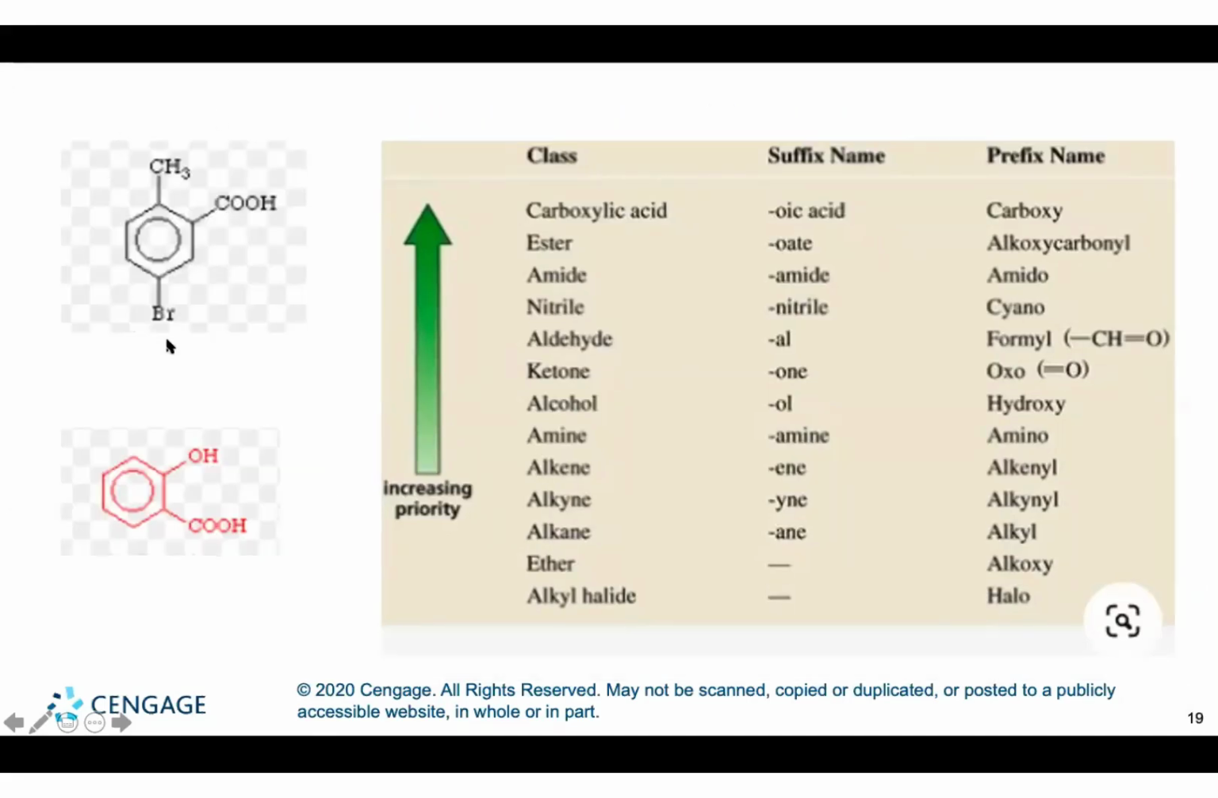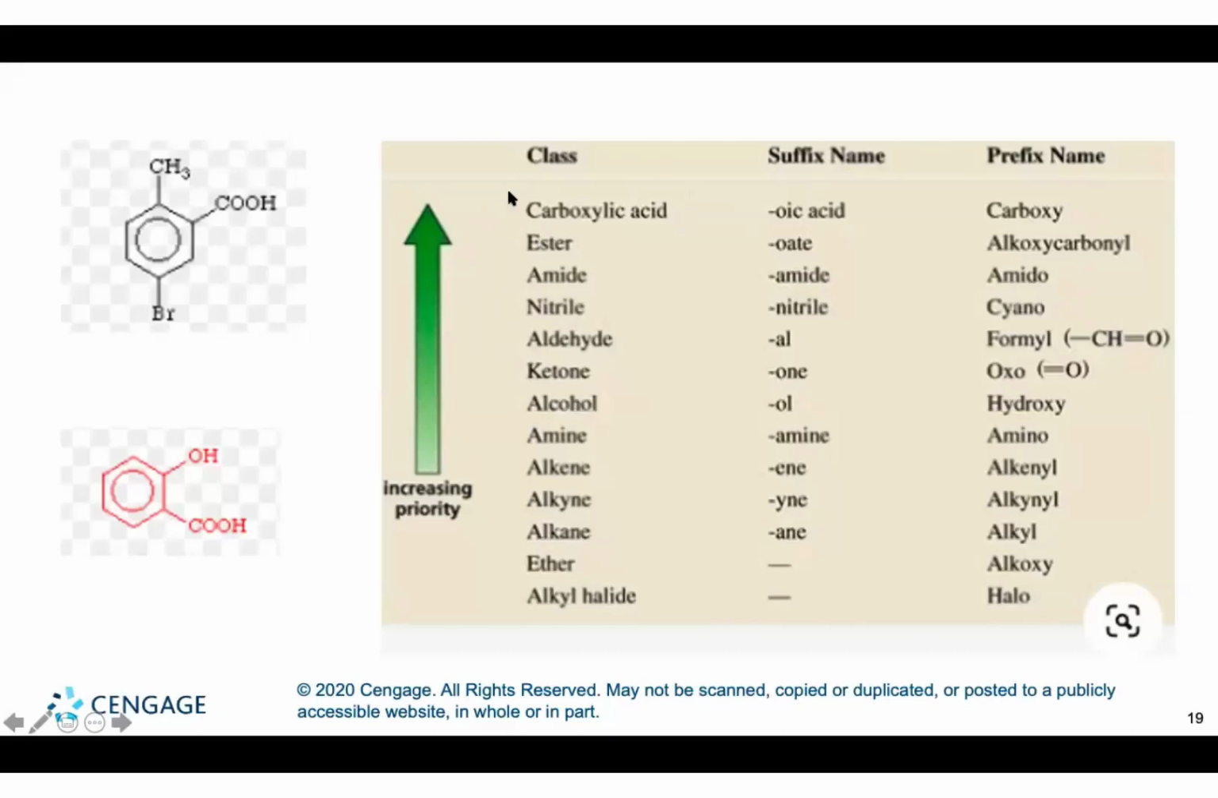The first picture, you have the COOH, CH3, and Br. Do you think which one I should start labeling first? COOH. The carbon attached to COOH gets number 1 here. Why? Because my carboxylic acid is the most prior group in this priority table.